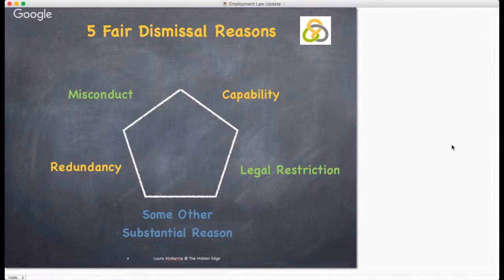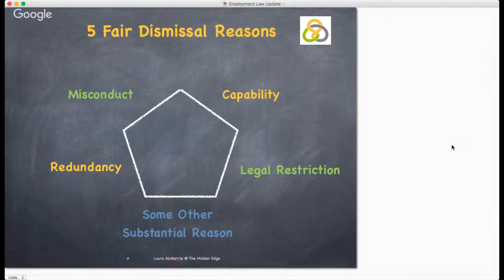Legal restrictions. This would be used when continuing to employ somebody would mean that you are breaking the law. So, for example, if you employ a lorry driver and they lose their driving license, and of course you have no other work for them, or the employee's right to work in the UK expires. You would still need to go through the formal dismissal procedure as in your terms and conditions of employment.